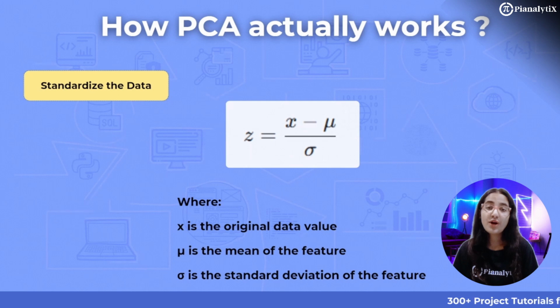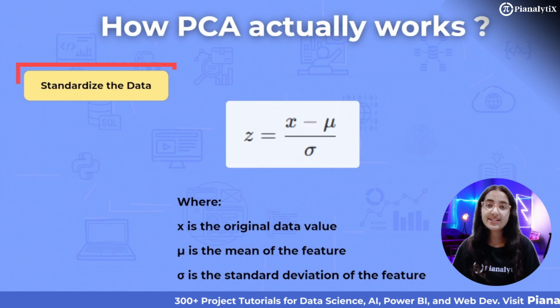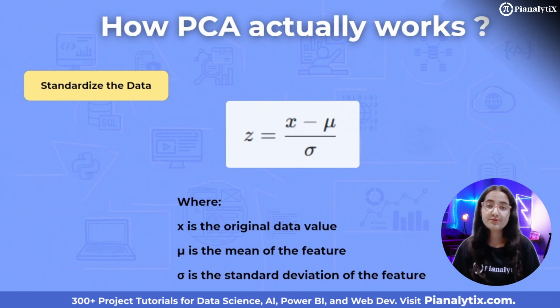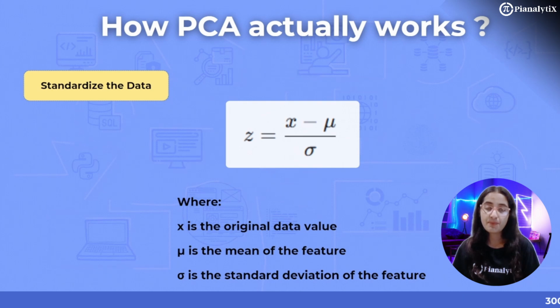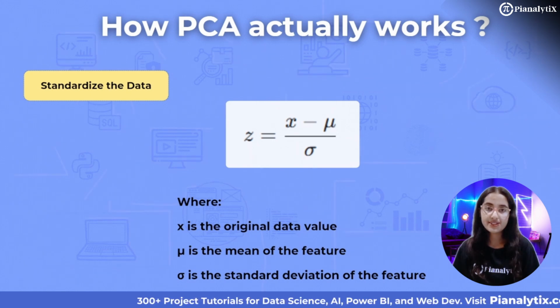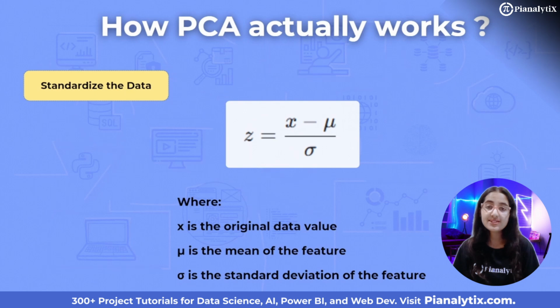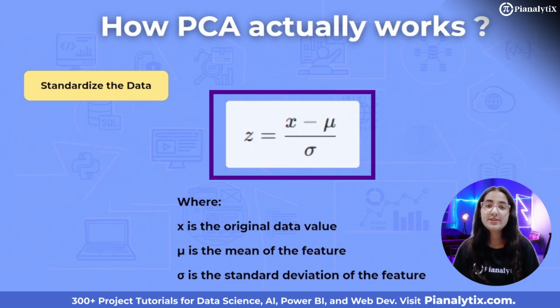Now, let's break down how PCA actually works in 5 simple steps. Step 1. Standardize the data. Since PCA is sensitive to the scale of features, the first step is to standardize or normalize the data so that all features are on the same scale. Mathematically, standardization means transforming each feature so that its mean is 0 and its standard deviation is 1. Here's the formula of standardization, where x is the original data value, mu is the mean of the feature, and sigma is the standard deviation of the feature.